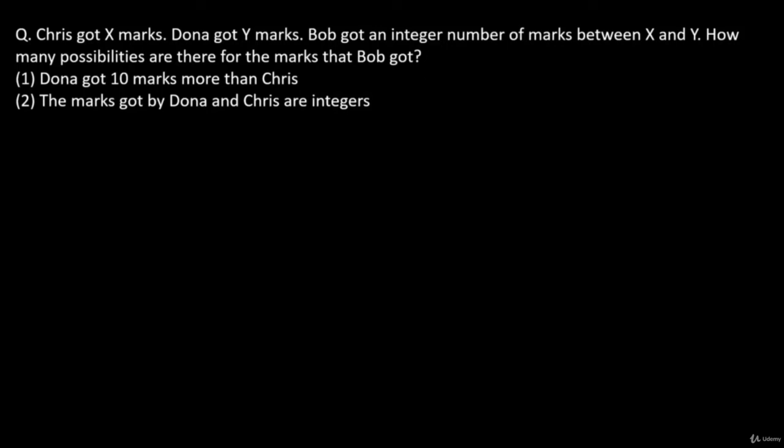Alright, let's do this question. Chris got X marks, Donna got Y marks, Bob got an integer number of marks between X and Y. How many possibilities are there for the marks that Bob got?